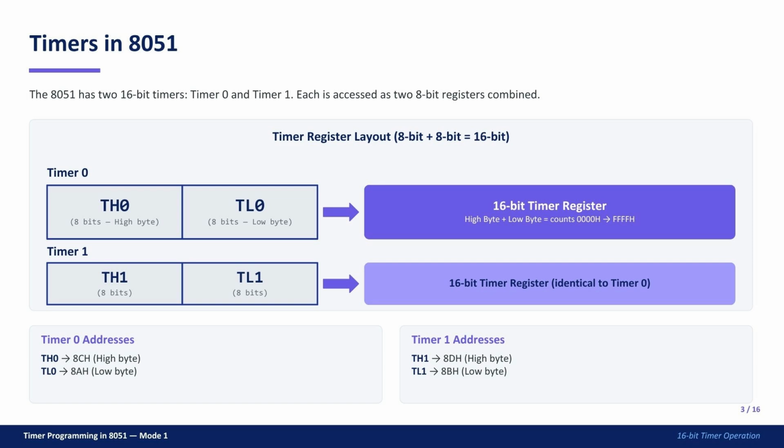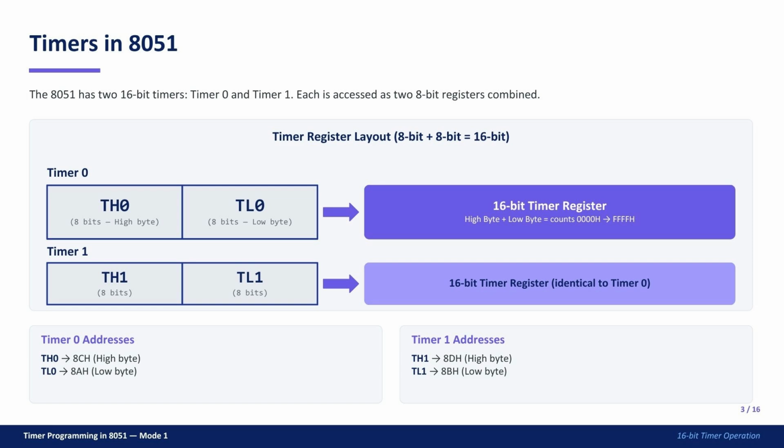Now here's an interesting point. Even though each timer is 16 bits wide, the 8051 is an 8-bit microcontroller, meaning its registers can only hold 8 bits at a time. So how do we handle a 16-bit timer? The answer is simple. Each timer is split into two 8-bit registers.